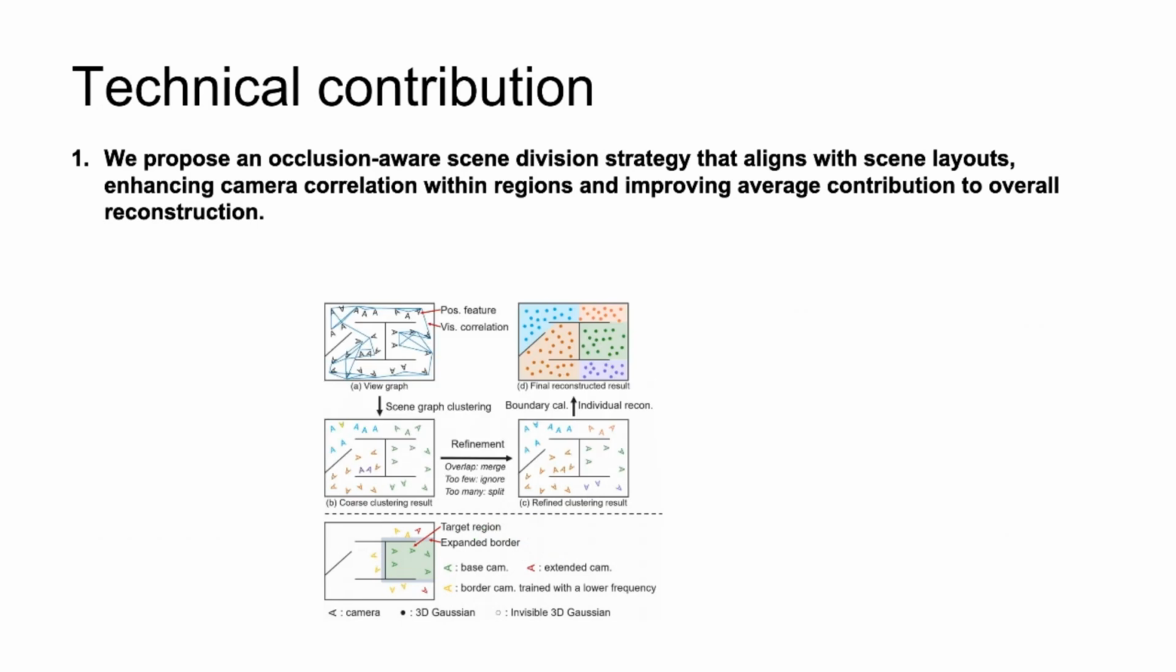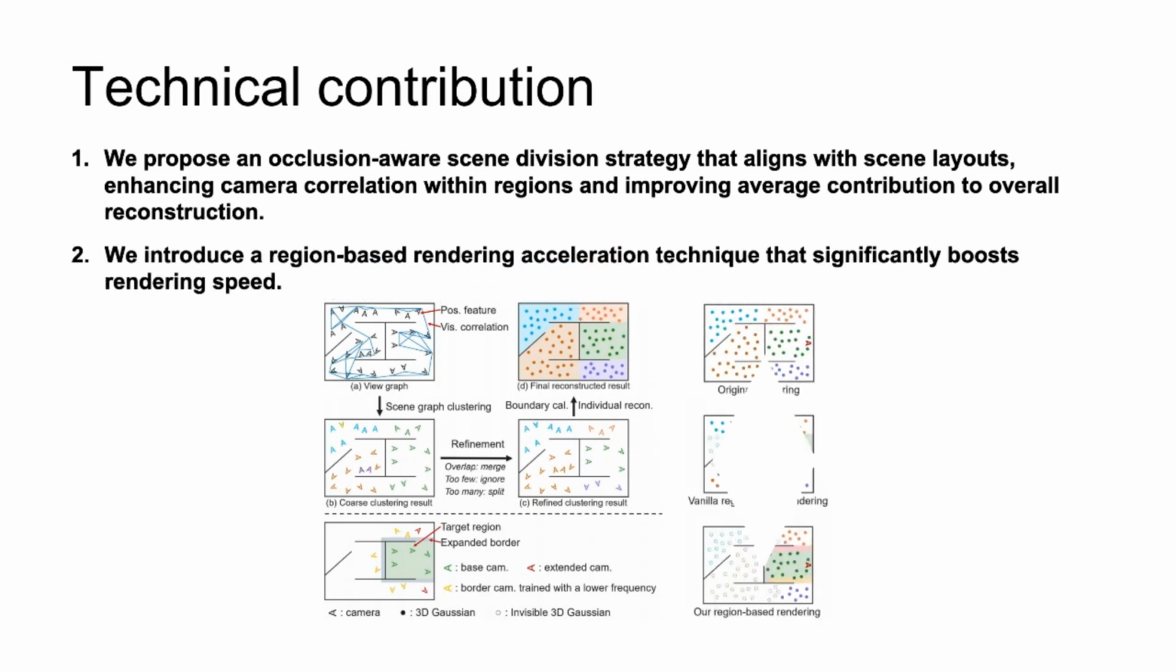Our technical contributions are summarized as follows. 1. We propose an occlusion-aware scene division strategy that considers the scene layout and camera co-visibilities. The resulting regions barely contain occlusions, and the corresponding training cameras have a higher average contribution, leading to improved reconstruction results. 2. We present a region-based rendering technique that accelerates 3D Gaussian splatting in large scenes. It eliminates much of the time-consuming processing of invisible 3D Gaussians, boosting rendering speeds without noticeable quality degradation.